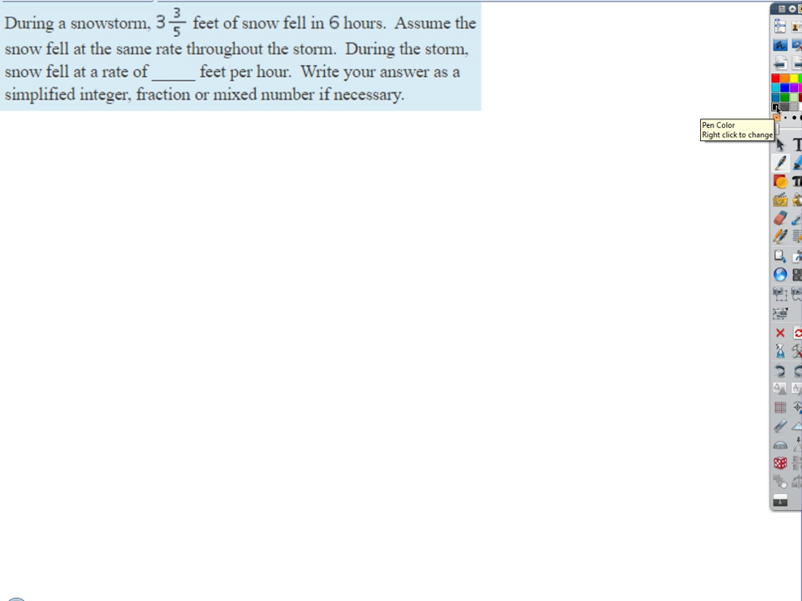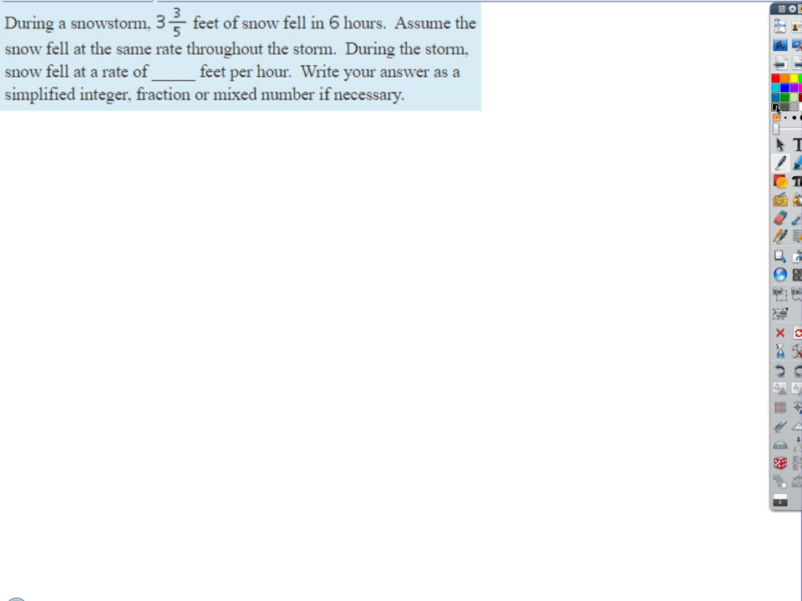So what about this? During a snowstorm, 3 3/5 feet of snow fell in 6 hours. Assuming it fell at a constant rate, what was the rate at which it fell in feet per hour? So this is what we call a unit rate problem. Okay, and this kind of stuff comes up on the Smart Balance test for one thing, but it'll show up next year in Algebra 2 also. How are we going to do this?